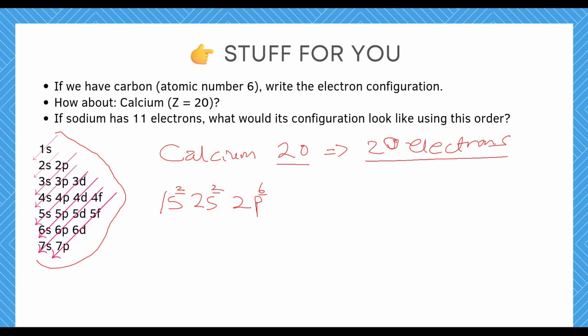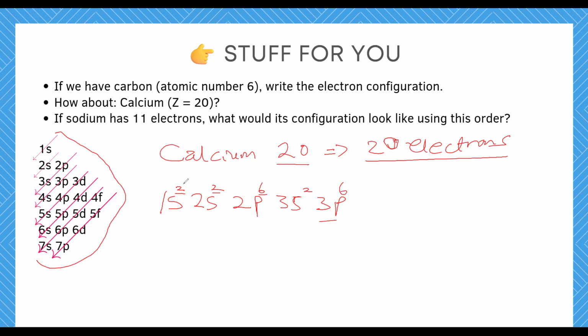So what is the next thing I'll write? 3s. Good. How many electrons can stay here? 2. I've put my 2. How many electrons are remaining for me to take care of? 8. Thank you very much. So what's the next thing I'm going to write now? 3p. How many electrons can stay in this one? 6.